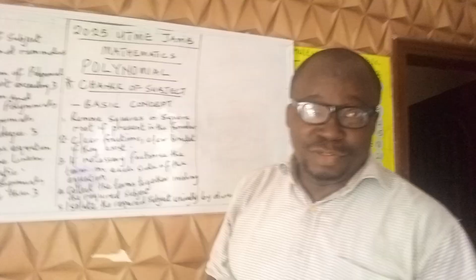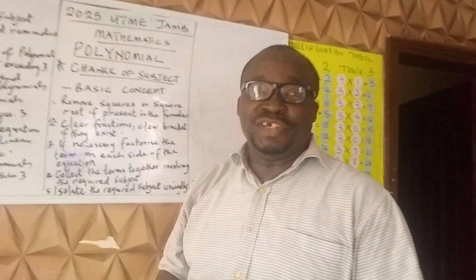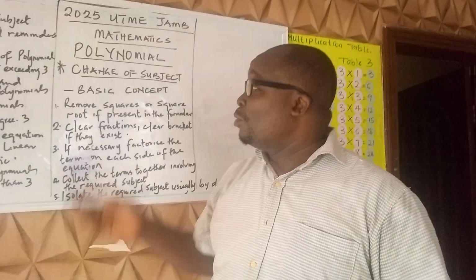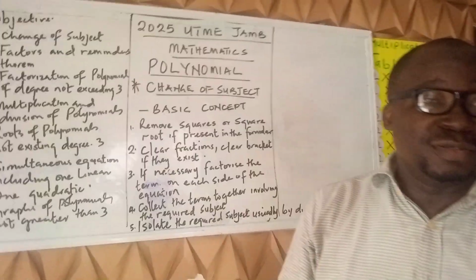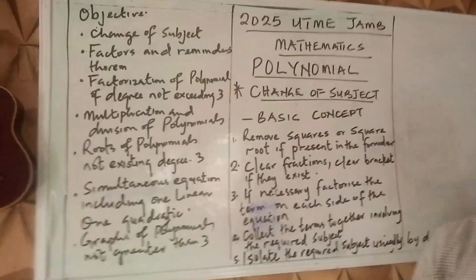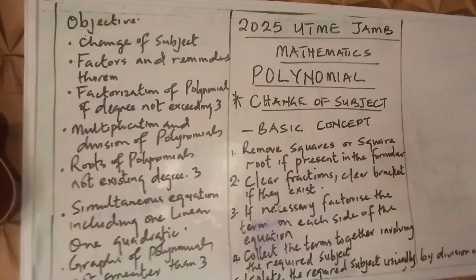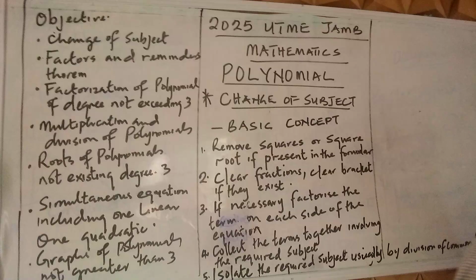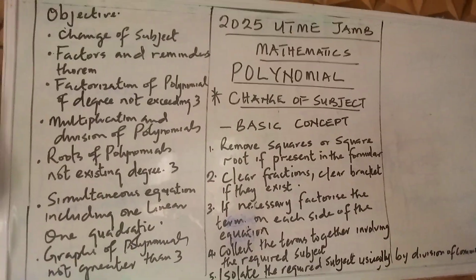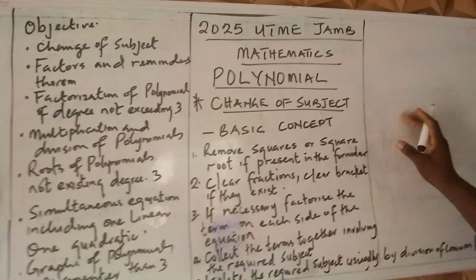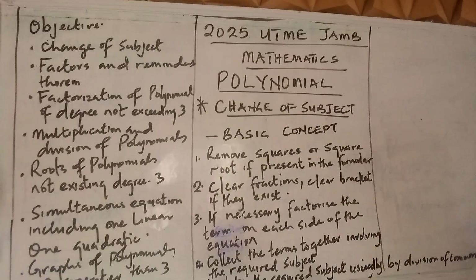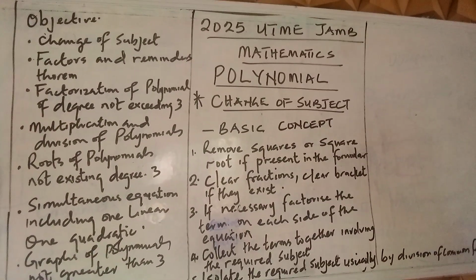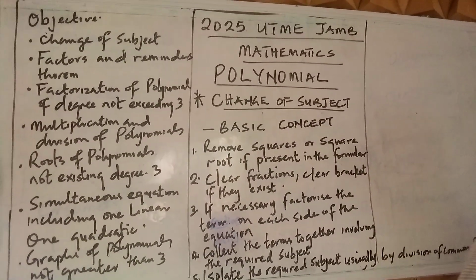Again, we are back to our usual series, the 2025 UTME JAM Mathematics series. We want to treat one of the topics in the second section, polynomials. Polynomials are expressions in the power of a variable that are arranged in ascending or descending order to any degree that you so desire.